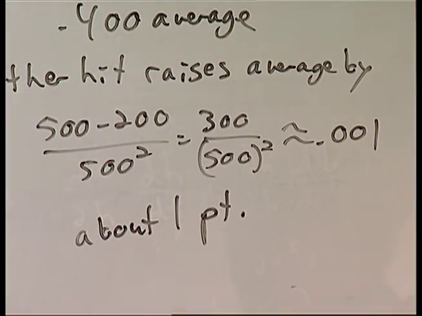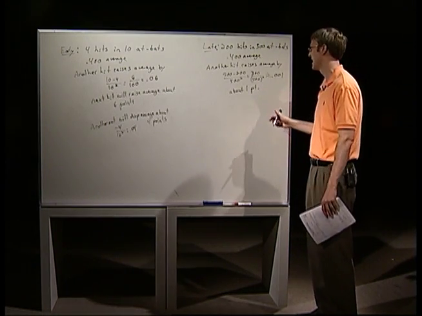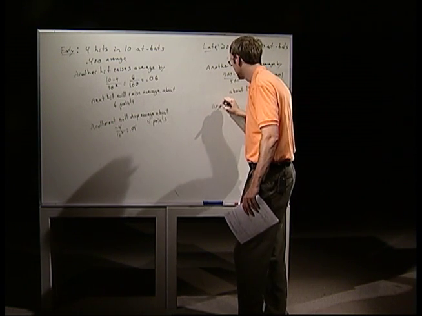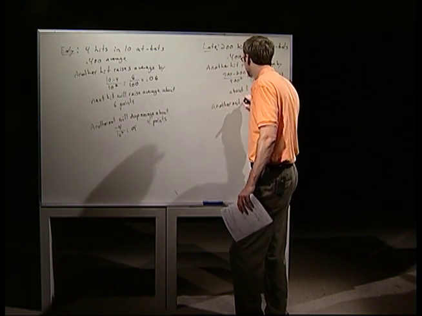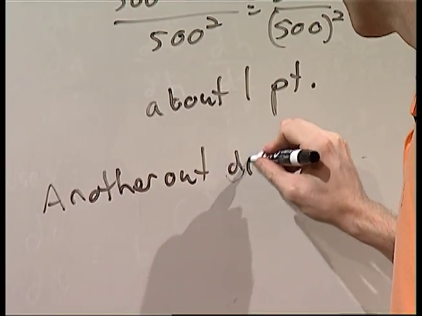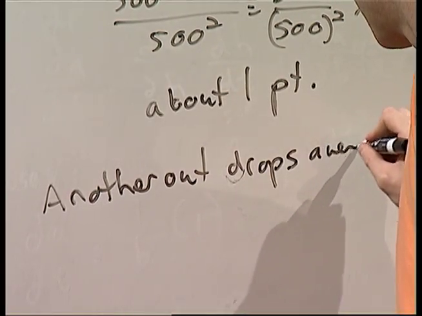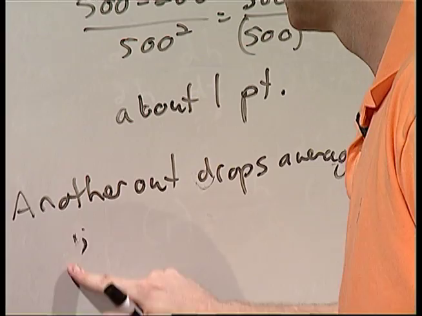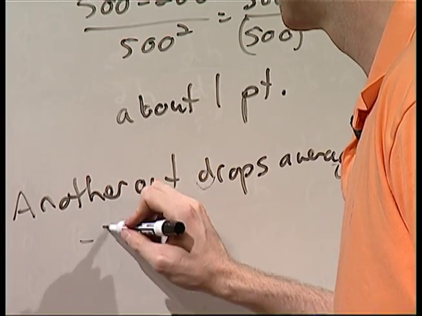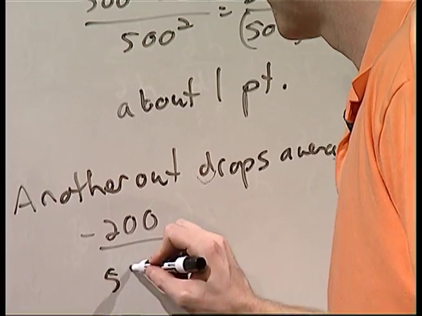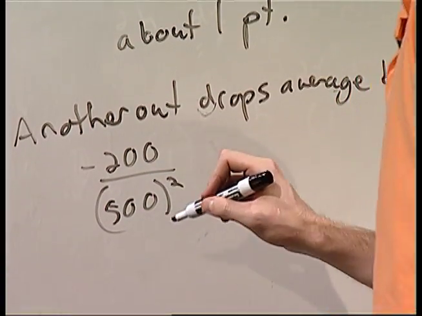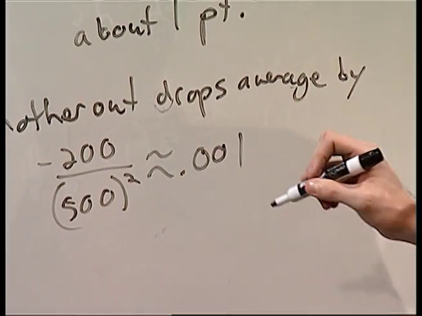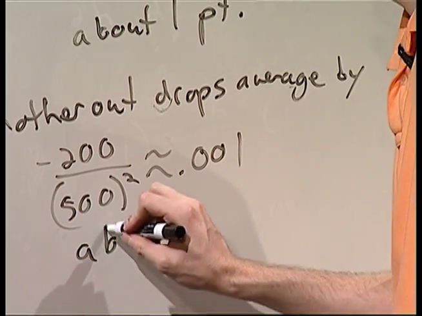Right? How about another out? So every hit you get here raises your average. You get another hit, you get about 401. Another out, what will it do? Another out drops the average by, what have I got here? Minus 200 over 500 squared, which, to 3 places, ends up being about 0.01. So again, about a point.